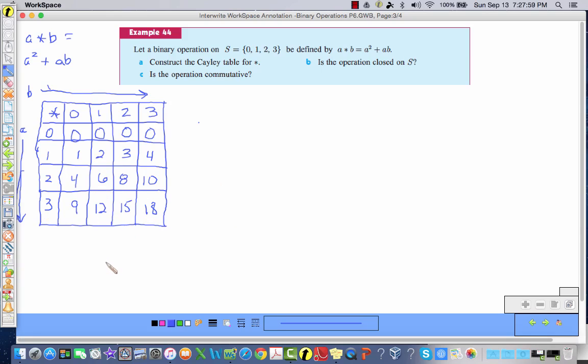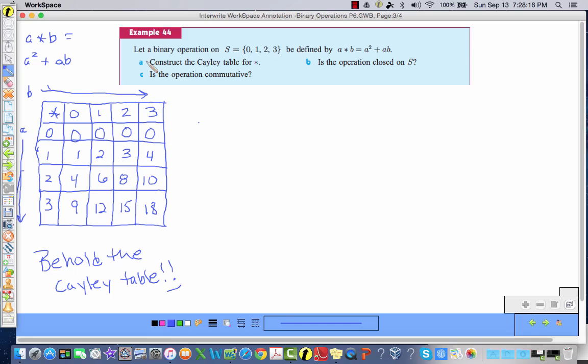So we are done, and we are going to say, behold the Cayley table, in honor of Nafisa. All right. So we did that.